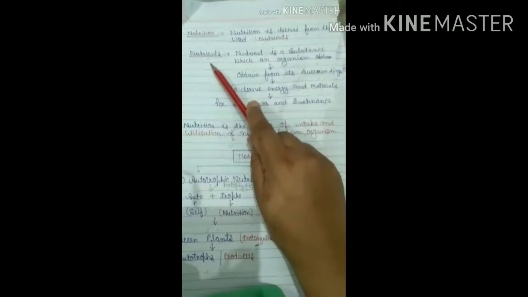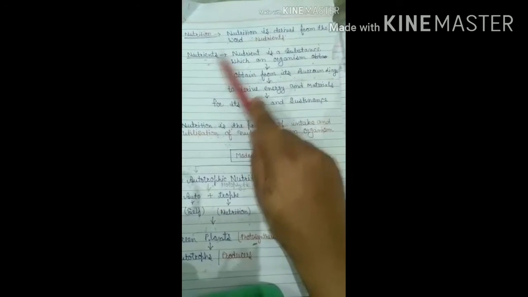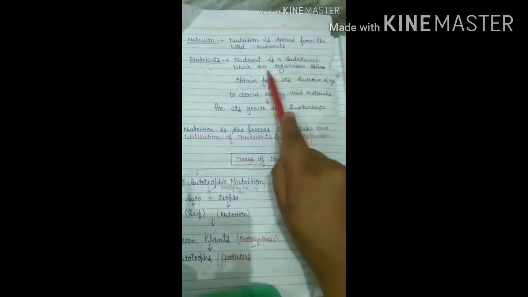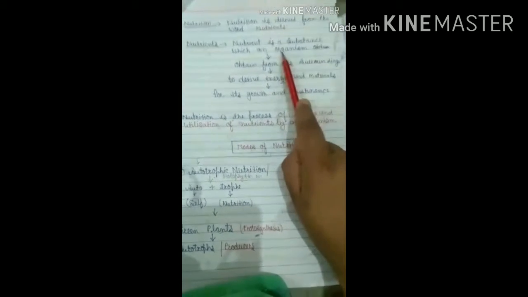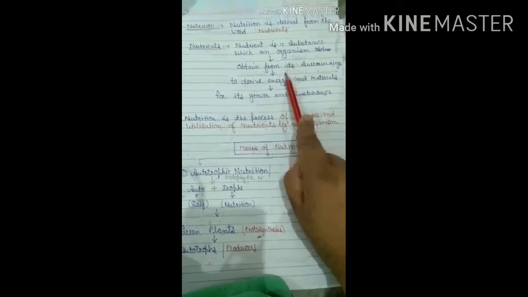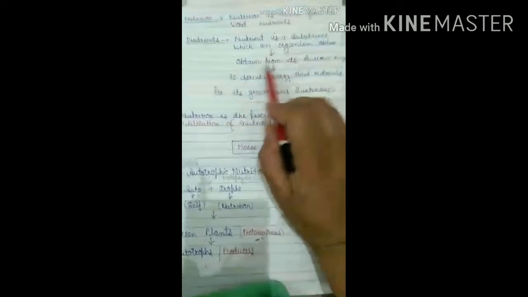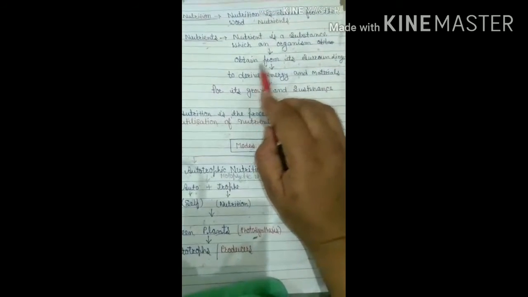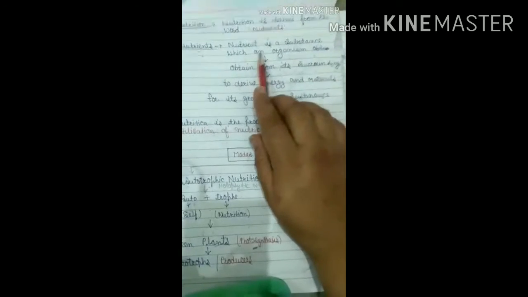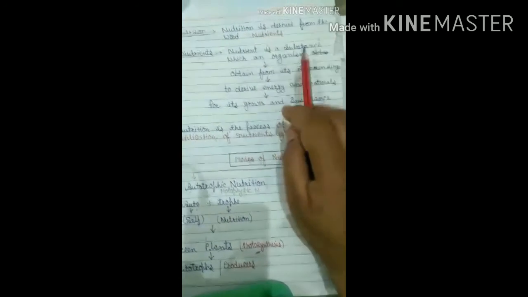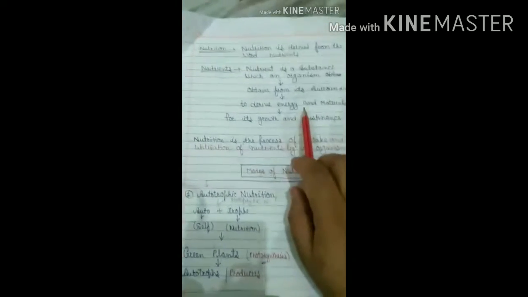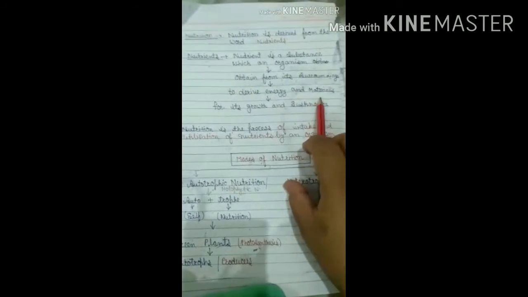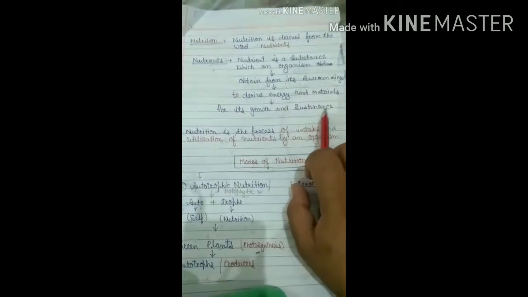First, we understand what is nutrient. Nutrient is a substance which an organism obtains from its surroundings to derive energy and materials for its growth and sustenance.